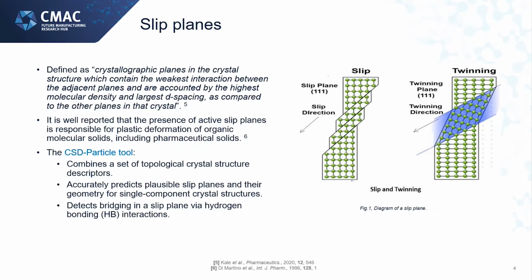To look at the potential slip planes in the systems that I've covered in this slide before, we've been using the CSD particle. That's a tool that especially my supervisor here at the CCDC has been working on over the last 2 years. It's a tool which combines a set of topological crystal structure descriptions. So all combined, they can be used to predict slip planes that might be plausible within your structure. And you can also look at the geometry these potentially will have and whether there's any hydrogen bonding across the slabs within the slip plane.